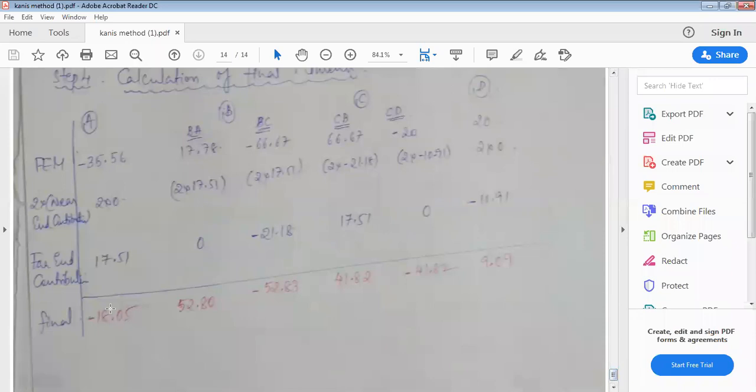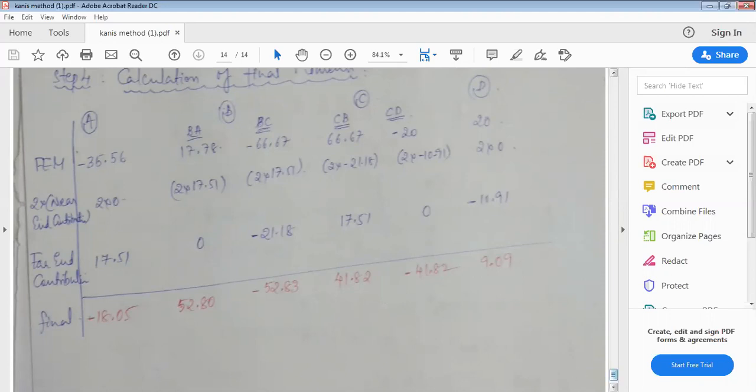One check you can make is, since A is a fixed end, you will have some moment here. You should not get 0 here. Similarly, D is a fixed end, meaning it is holding, so you will have some moment here. At joints, the cross check is that the values should be the same and opposite in sign. Here you can see 52.80 and minus 52.83. Here at C, it is 41.82 and minus 41.82. So our calculation is correct. This is how we arrive at final end moments.